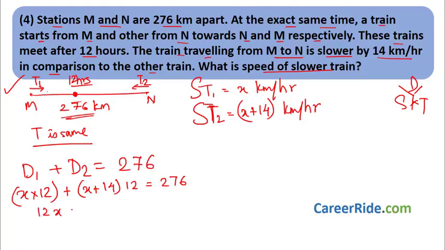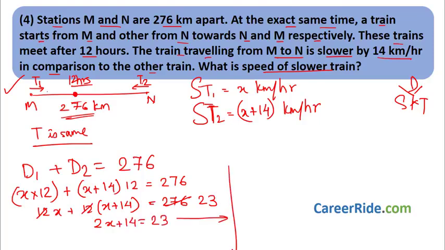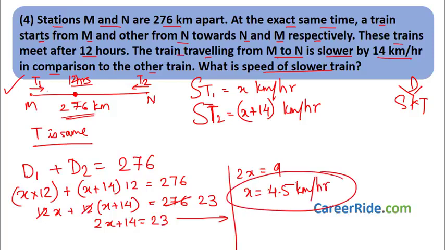So we have 12x plus 12 into (x plus 14) equal to 276. Let us divide by 12 throughout. Here 12 2s are 24, 36, we get 23. We will have 2x plus 14 equal to 23. That would be 2x equal to 23 minus 14, that is 9. x would be equal to 4.5 kilometers per hour. This is the speed of the slower train.